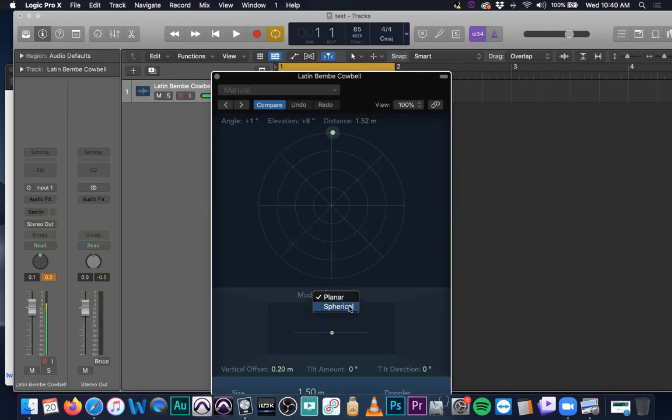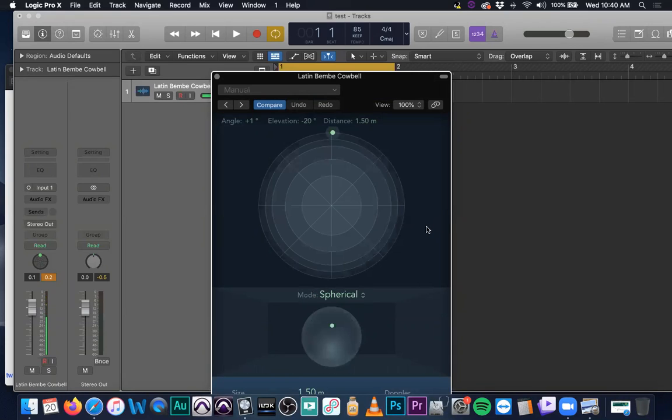Let's go into the spherical panner. Oh my God. So now instead of it coming right to my head, it's actually going to travel over my head and then around the back. Instead of going off to the left and traveling over, it's actually going underneath, almost going through it, around the back. Look at that.